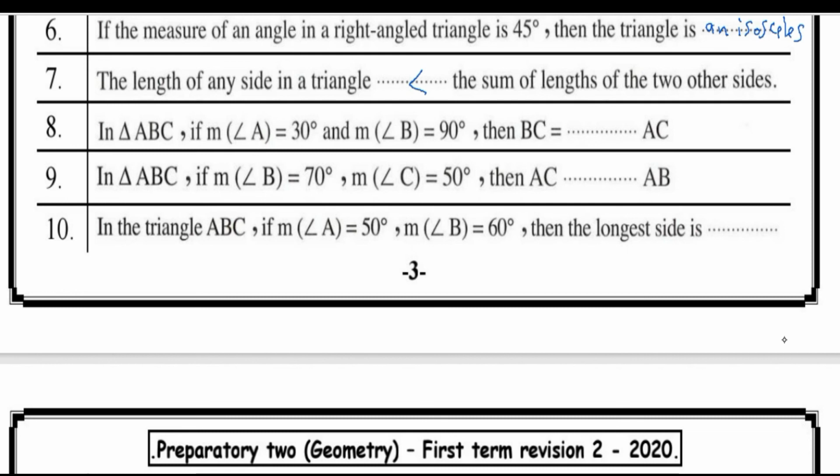In triangle ABC, measure of angle A is 30. So the opposite side of 30 is BC, half the hypotenuse, because there is a 90 with the 30. So BC is half the hypotenuse AC.